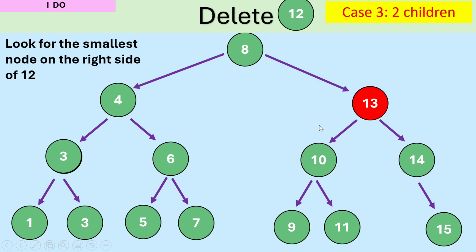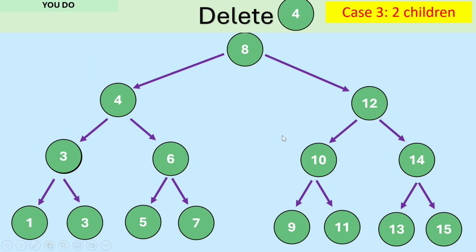All right, let's see if that rule has been maintained. Well, 14 is bigger than 13 and is on the right side. 10 is smaller than 13 and it's on the left side. So we have solved that problem. Your turn, think about it. If you delete 4, who is going to be the successor?